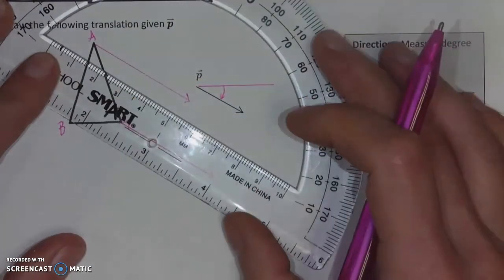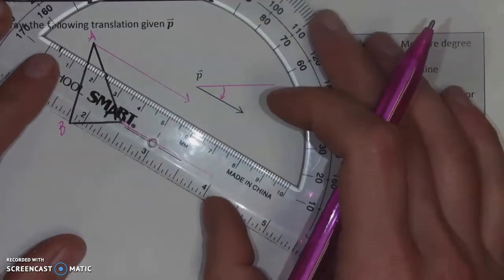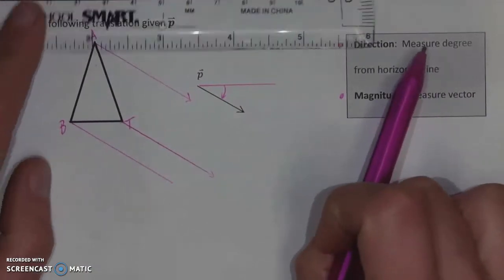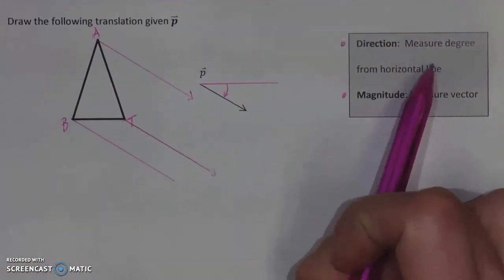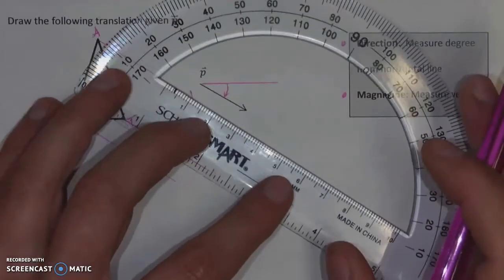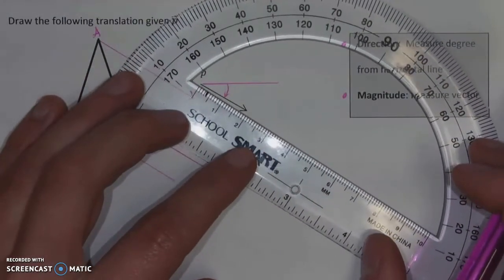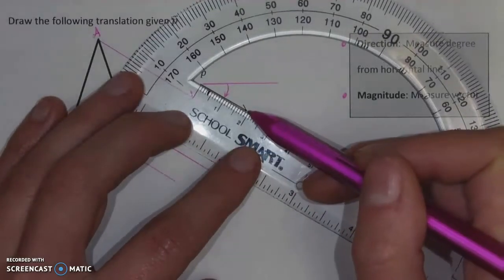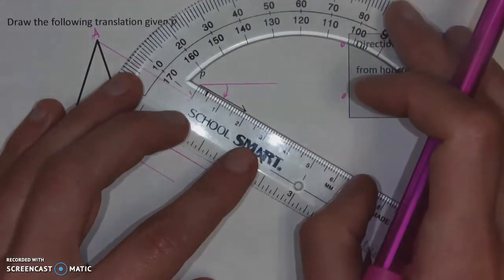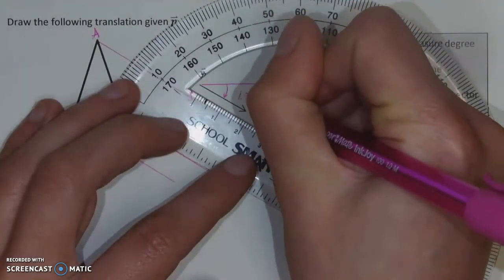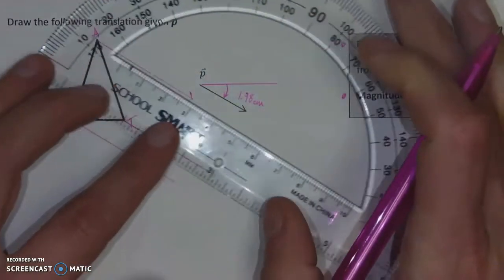Now, once you have your direction worked out, you have to account for the magnitude of your translation. And magnitude, again, can be found by taking the vector that you're working with and measuring it. So I'm going to measure this one, and I find that it is about, well, that looks like almost 2 centimeters, just slightly under 2 centimeters. It's like 1.98 centimeters, really, really close.